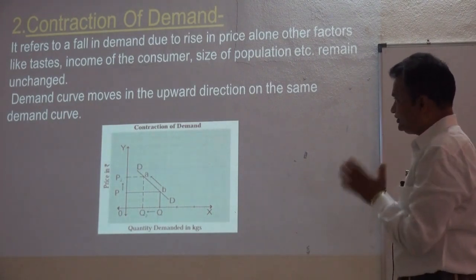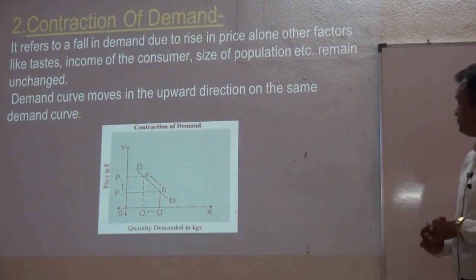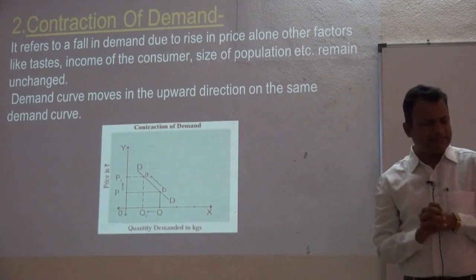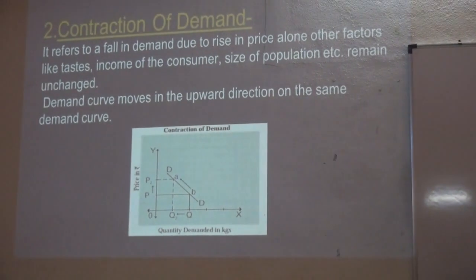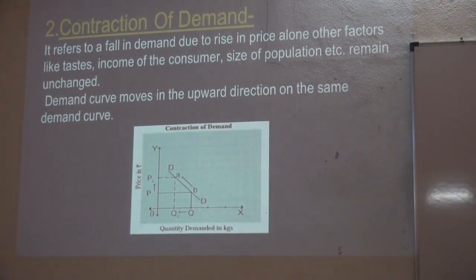According to Alfred Marshall, contraction of demand refers to a fall in demand due to a rise in price alone. Other factors like taste, income of the consumer, size of population, etc. remain constant. Don't think regarding just the three factors, taste, income. These are the main factors, the determinants of demand.